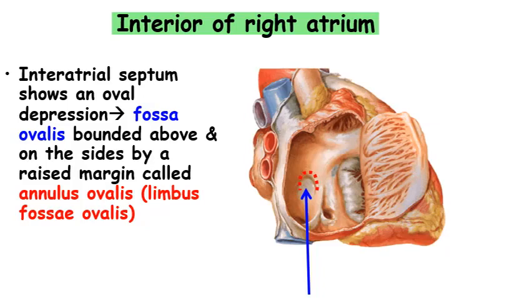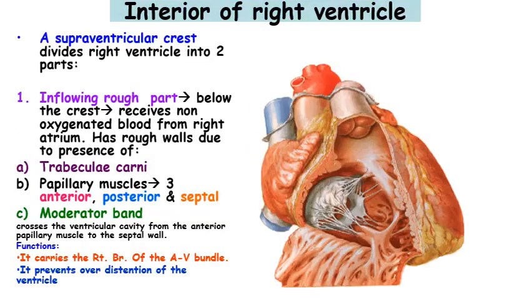The fossa ovalis is actually related embryologically to the foramen ovale, which used to allow blood to pass in between the atria in intrauterine life. As the blood goes down from the right atrium to the right ventricle, it has to pass through an atrioventricular opening, which means an opening in between the atrium and the ventricle. On the right side of the heart, it is guarded by a tricuspid valve. We will talk about this later on.